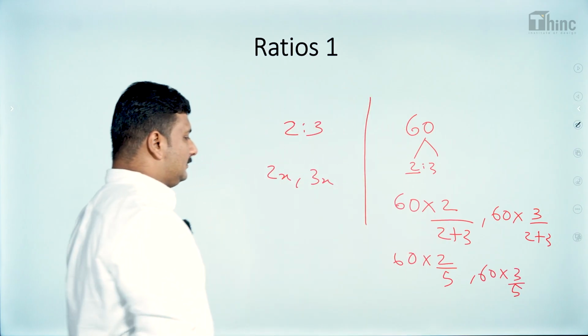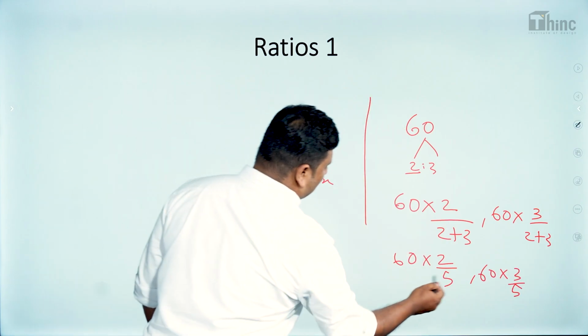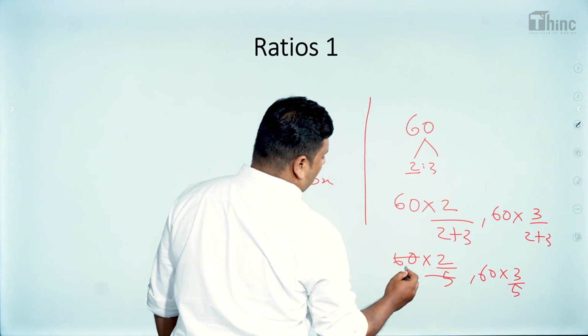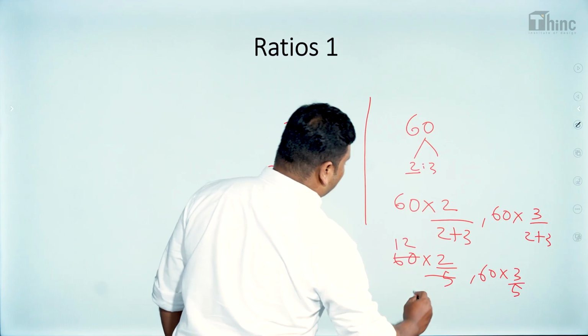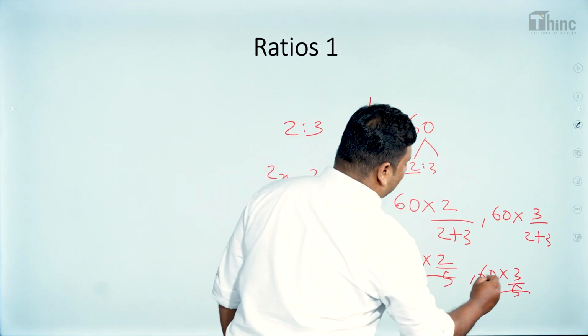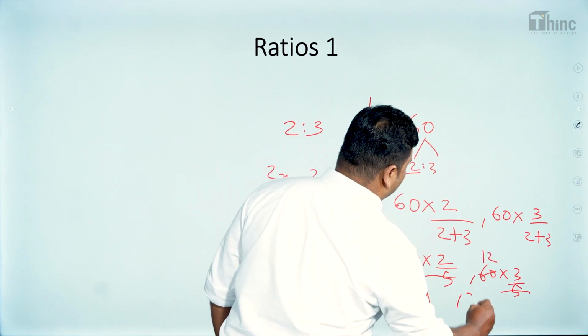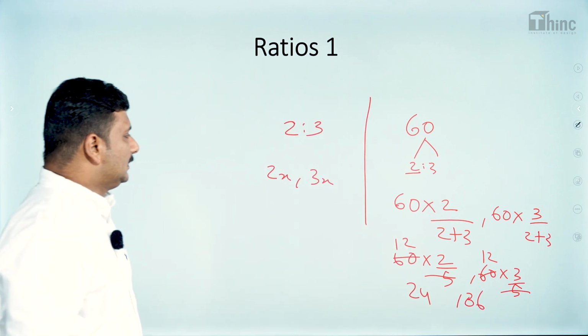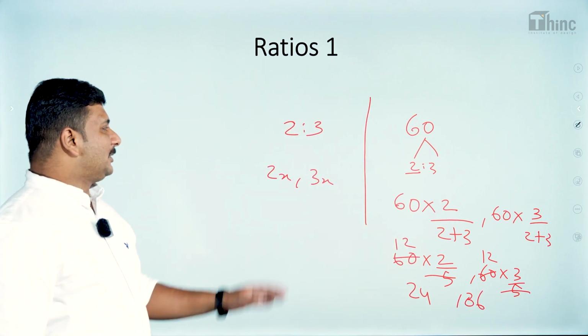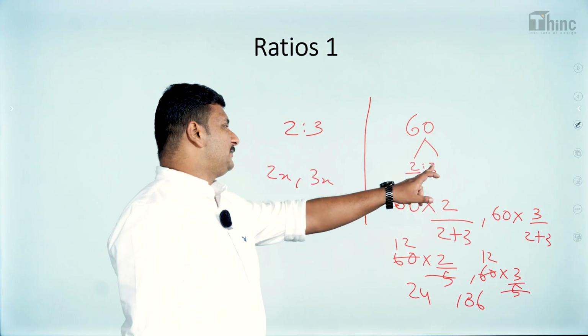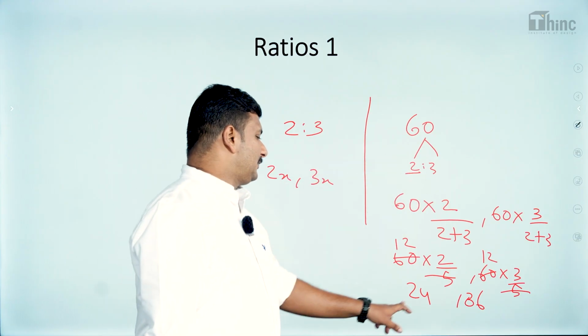So what will we get here? We can cancel these two. This is basically 12. So this is 12 into 2, 24. And this is 12 into 3, which is 36. So 24 and 36. This is how we actually divide a number in a particular ratio. So 60 divided in the ratio of 2:3 is 24 and 36.